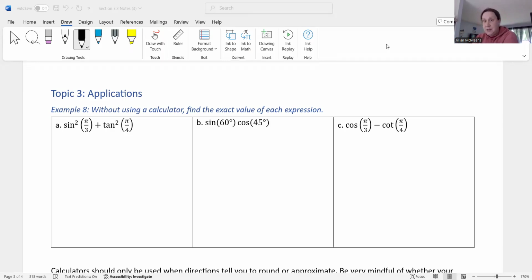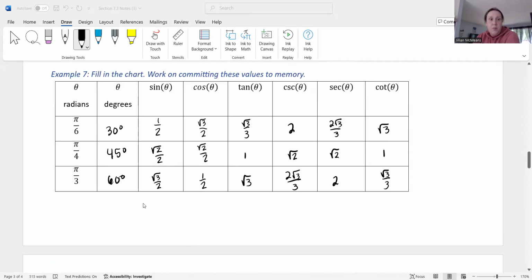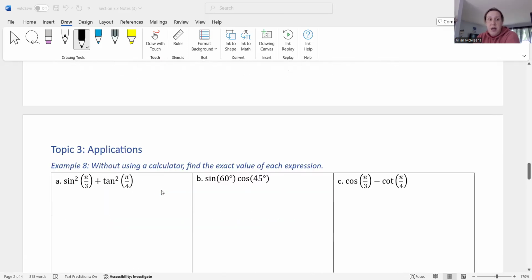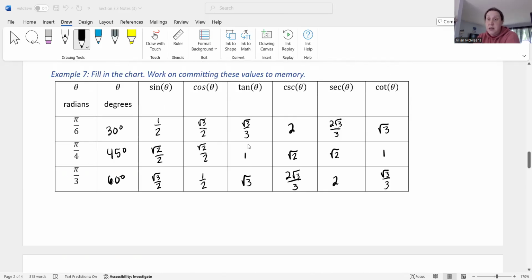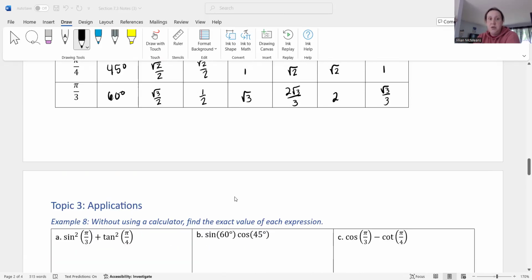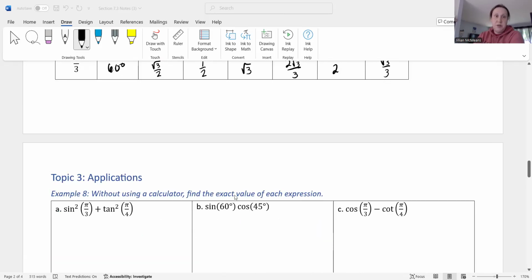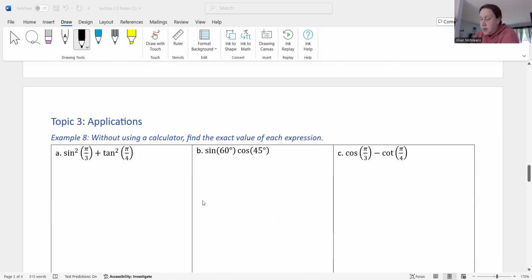So we need to go back to that table where we filled in these values. Sine of pi over 3 is equal to root 3 over 2. And then we also wanted to look at tangent of pi over 4. Well, pi over 4, we have that tangent equals 1. Okay, so we're going to fill those values in. So remember, sine of pi over 3 is root 3 over 2. We want to square that. And then tangent of pi over 4 is just 1, and we want to square that.